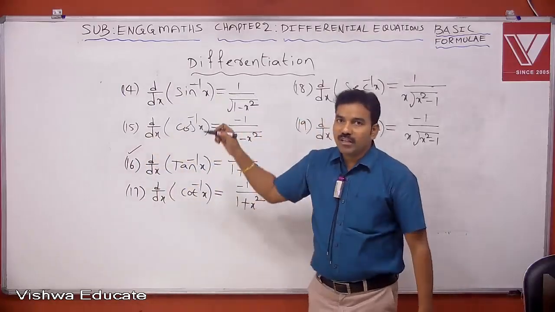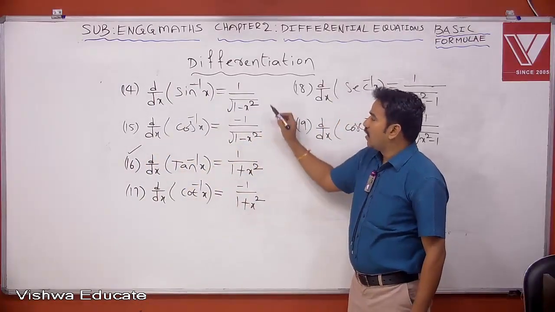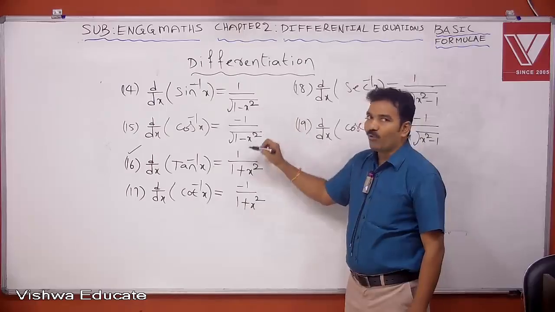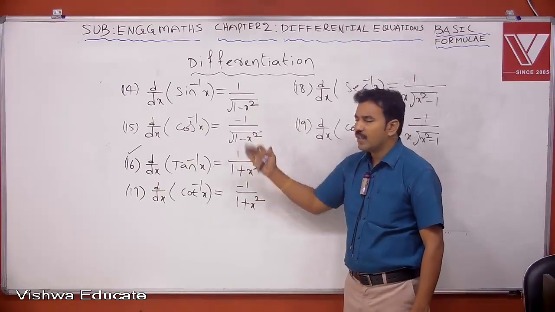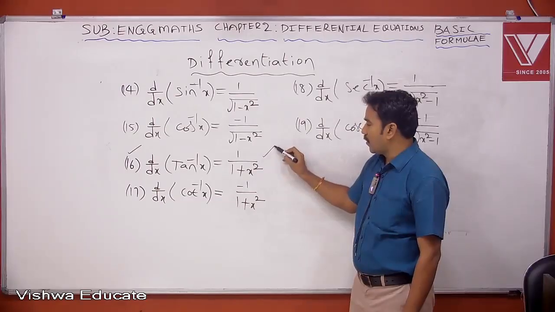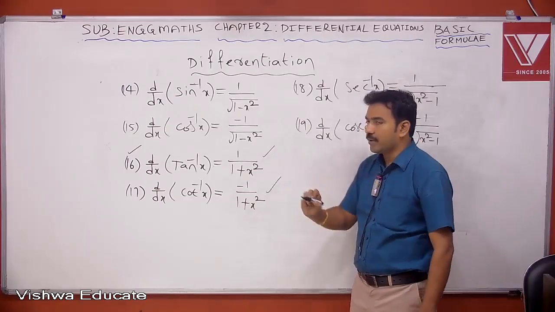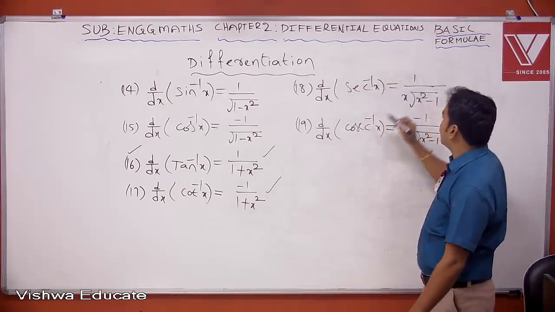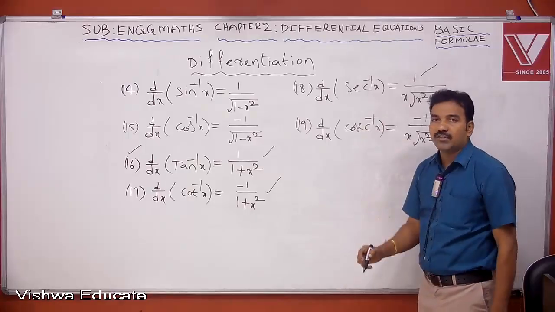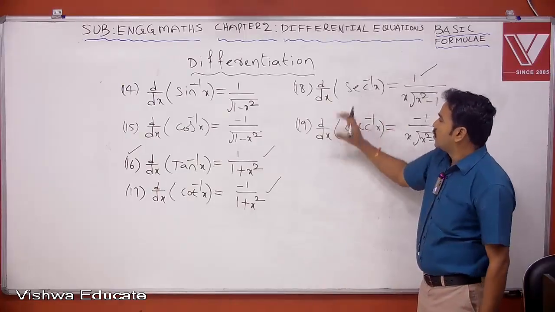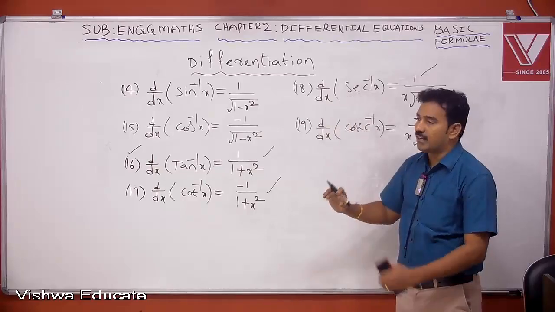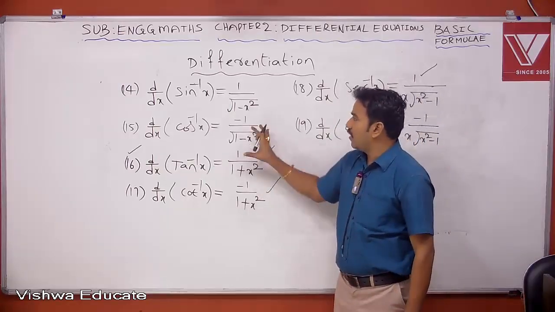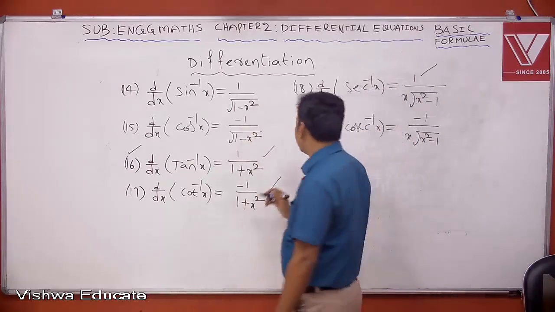Now, when you look at all these formulae, formula number 14 and 15 belong to one category. This is plus 1, this is minus 1, except that everything is same. Here also this is plus 1 by 1 plus x square, this is minus 1 by 1 plus x square. And this is 1 by x times square root of x square minus 1, this is minus 1. So try to remember this particular sequence. These two belong to one category, these two one category, and these two one category.